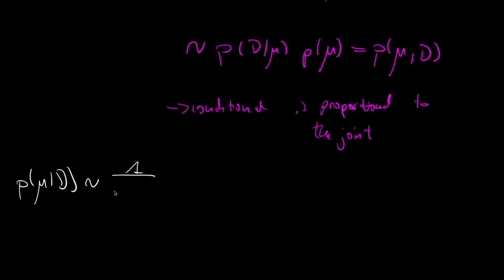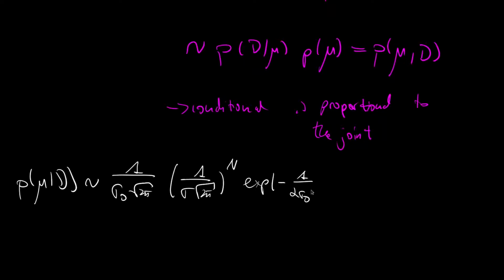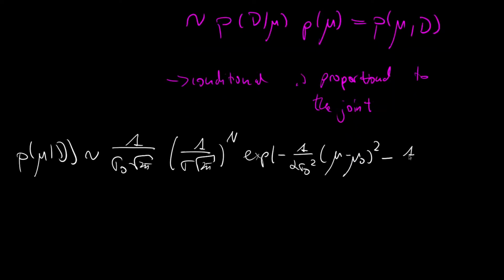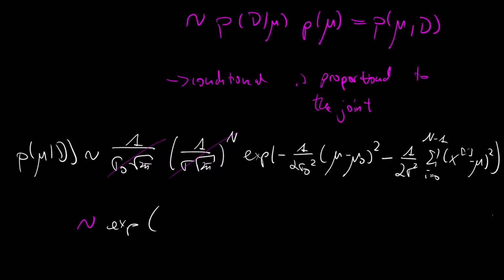So we have 1 over sigma 0 times square root of 2 pi times 1 over sigma times square root of 2 pi in brackets raised to the power of n times the exponential of minus 1 over 2 sigma 0 squared, then mu minus mu 0 in brackets squared, minus 1 over 2 sigma squared, then the summation from i equals 0 to capital N minus 1 over the squared differences from the mean. Then we can again work in terms of the proportional and ignore these two normalization constants here, and we are getting the exponential term. And let us already evaluate the square by applying the binomial formula.